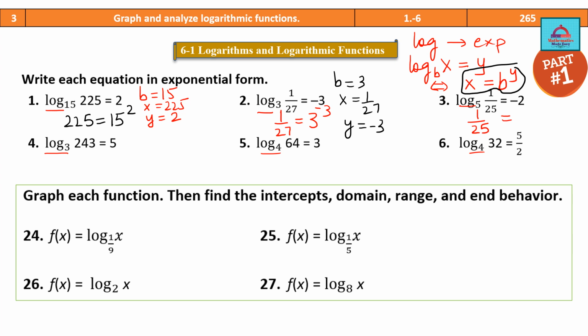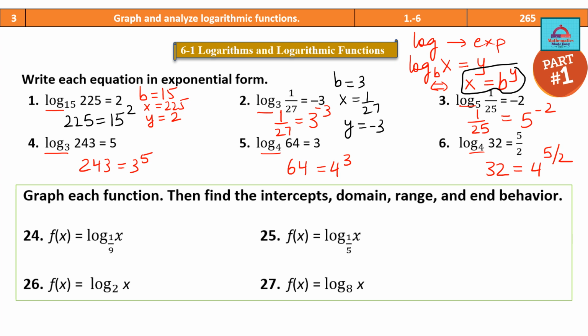So base to the power minus 2. Similarly, 243 is base to the power 5. 64, that is this, is going to be 4 to the power 3. 32 is going to be 4 to the power 5 by 2. So this is the conversion.